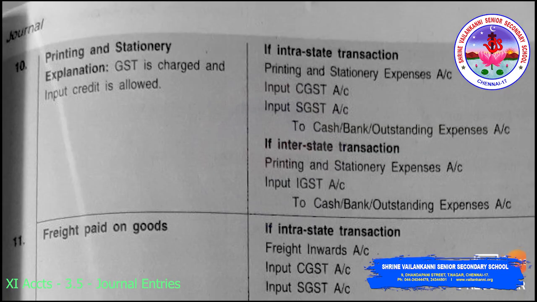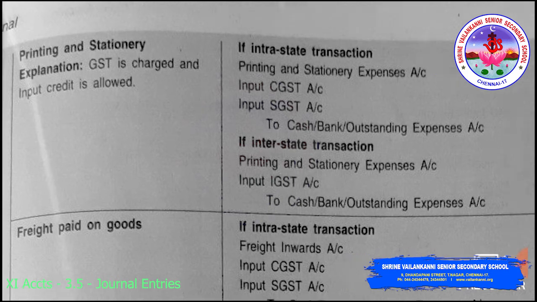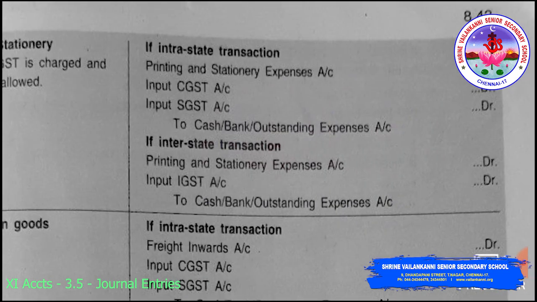Printing and stationery. What is this? Printing and stationery is an expense. So you have this transaction, printing and stationery expenses account debit, input CGST account, input SGST account to cash, bank or outstanding expenses account. If it is inter, you would write IGST instead of input CGST and SGST.